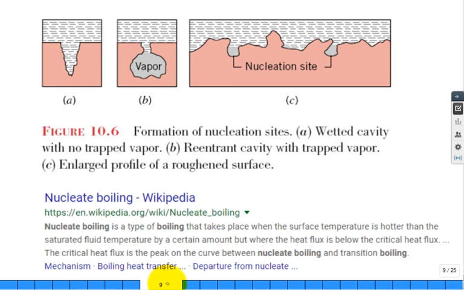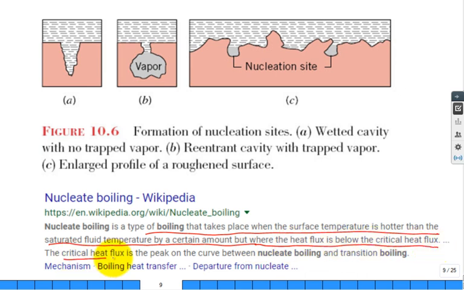So this word nucleate, the first time you see it, you think, what is this? Nucleate boiling, they have a good definition in Wikipedia: a type of boiling that takes place where the surface temperature is hotter than the saturated fluid temperature by a certain amount, that's excess temperature, but where the heat flux is below the critical heat flux, which is the peak of the curve between the nucleate boiling and the transition boiling regime, just like we saw in Nukiyama's plot.